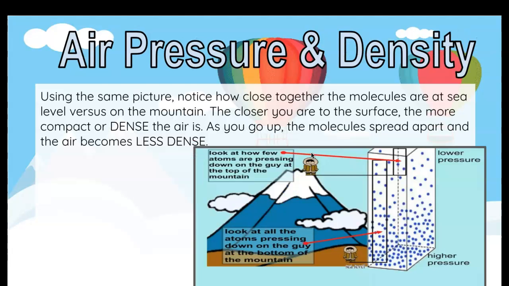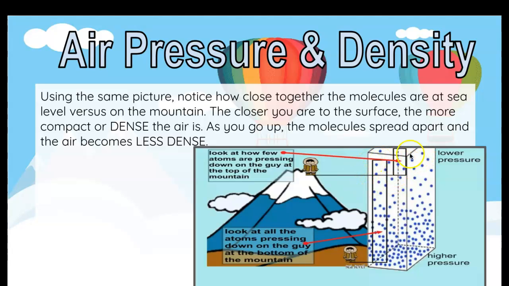Now let's look at how it correlates with density. Looking at this same picture, as you have the little Eskimo guy up here on the top of the mountain, you see that in this little demonstration of molecules in the air, the molecules are much closer together, much more compact down at the bottom, and as you go up, those molecules spread apart, and you see fewer of them, right? So as you go up in altitude, your density is decreasing. It's becoming less dense.